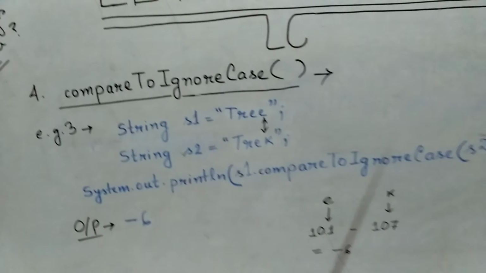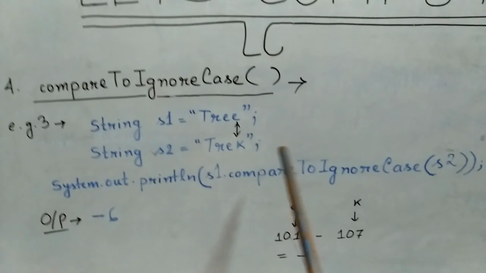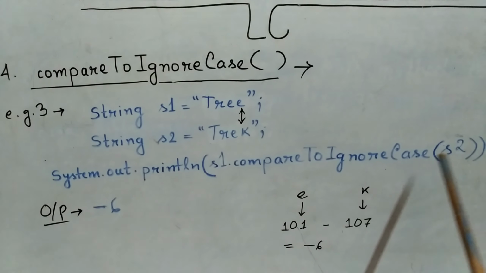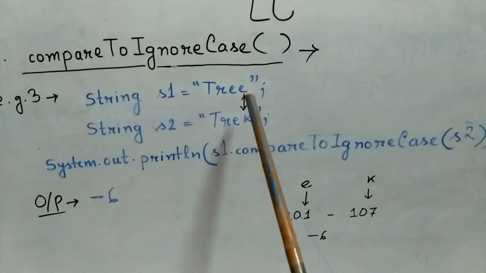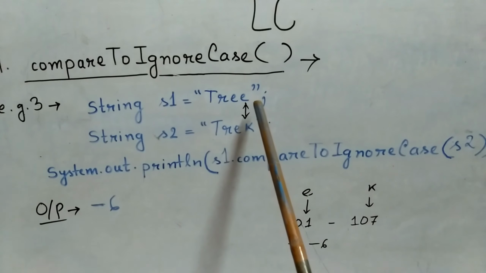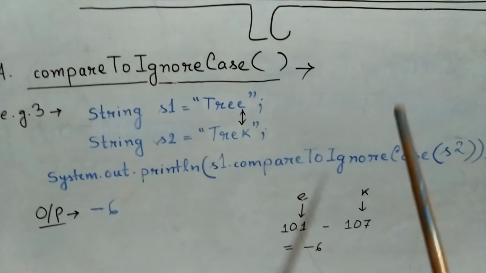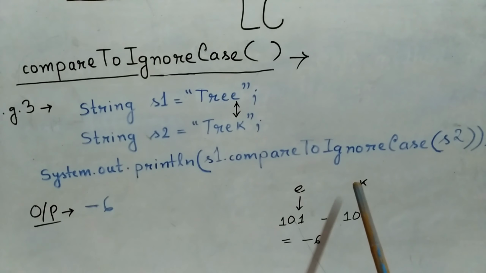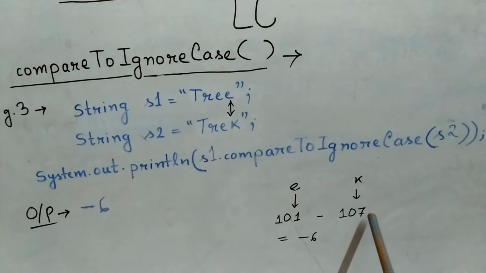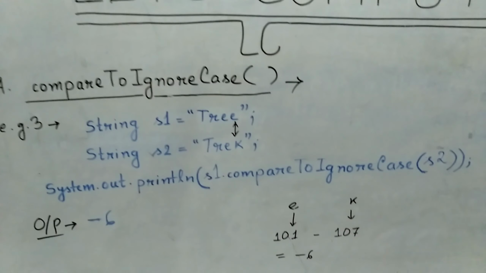Last but not the least, String s1 equals "tree", String s2 equals "trek". Now s1.compareToIgnoreCase(s2) returns -6 as output. Well, look at the strings here. You could find the first mismatch of characters at this very position, e and k. It has differed. Small e basically has an ASCII value of 101 and small k has an ASCII value of 107. Hence 101 minus 107 equals -6.